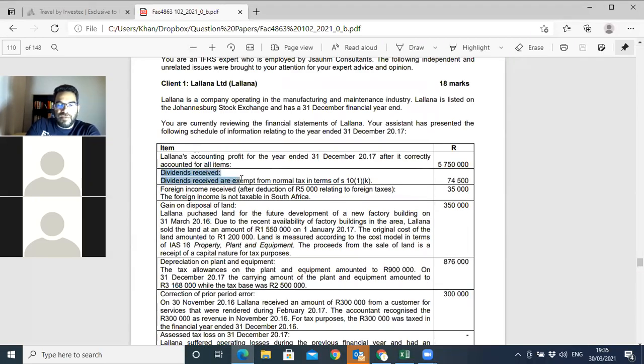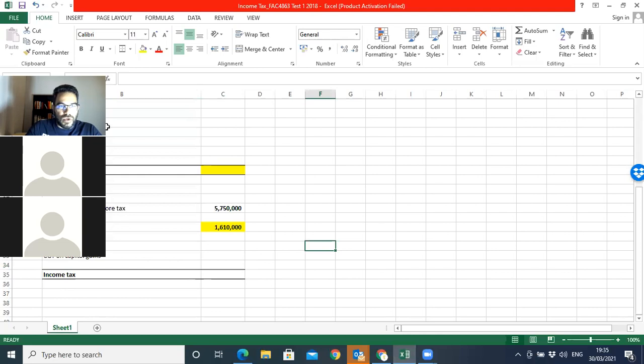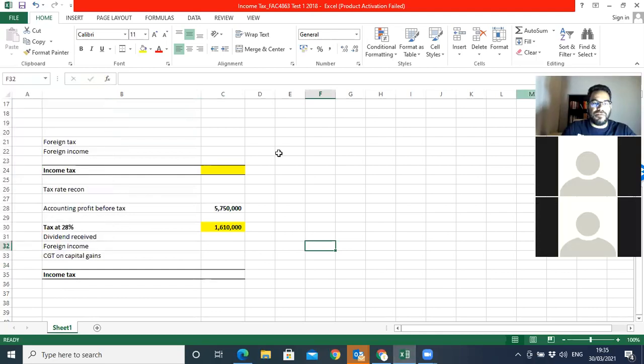So dividends received, we say there's a permanent difference. Foreign income, we say there's a permanent difference. The gain on disposal, we say there was a permanent difference. The depreciation, we say there's a temporary difference. The correction of error, we say there's a temporary difference. Okay, just take note of that. So please make note that those are our differences.